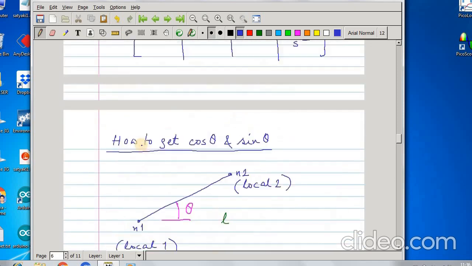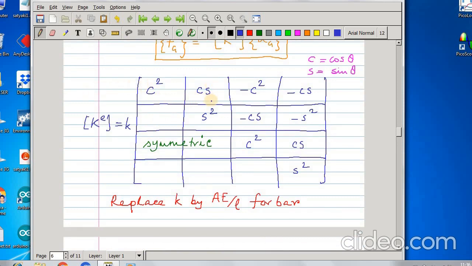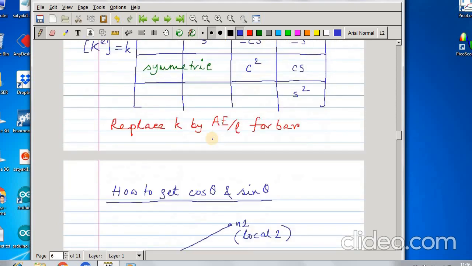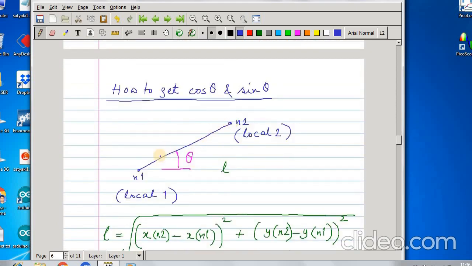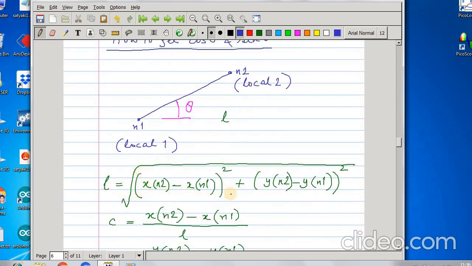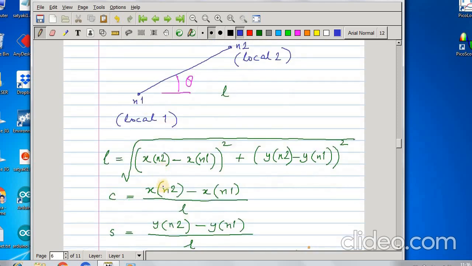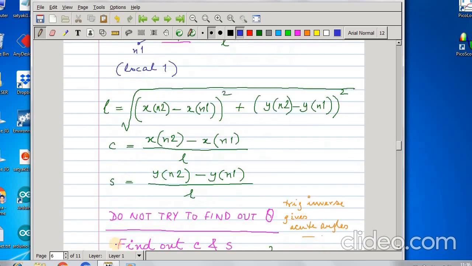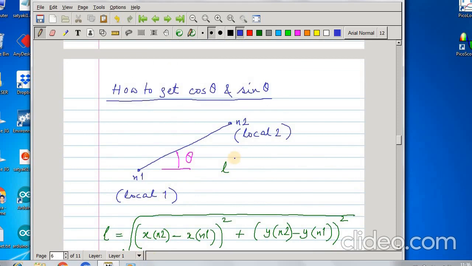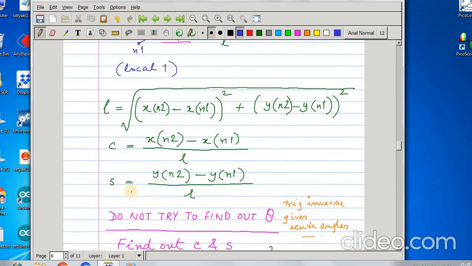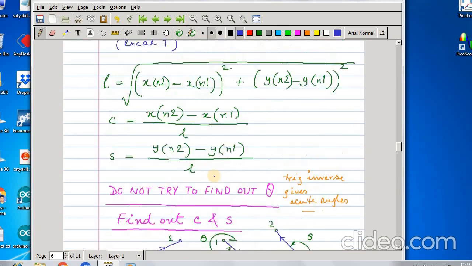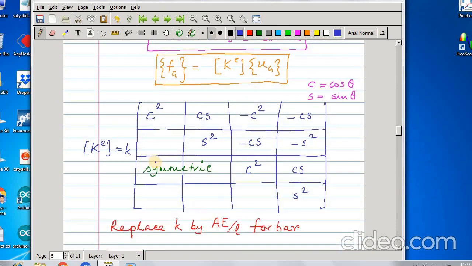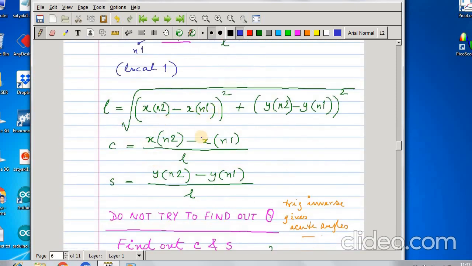So how to get cos theta and sin theta? That means how to get this C and S, and we are using C for cos theta and S for sin theta. You just need the coordinates of this point and the coordinates of this point. First find the length, then the cosine is x of n2 minus x of n1 divided by L, and y of n2 minus y of n1 divided by L gives you the sine. So you need not find theta, and do not try to find theta. Just use the cosine and sine, which you can easily get by subtracting the coordinates and dividing by the length.